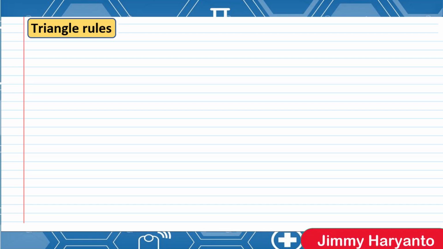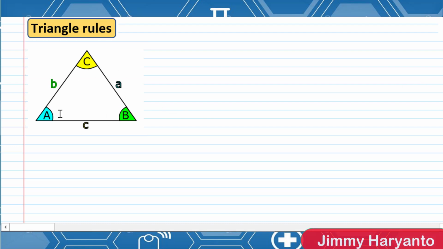Okay guys, we go to the next section, which is triangle rules. In this section you will learn how to calculate using trigonometry, but in random triangles, not right triangles. So if I have these triangles A, B, C, as you can see, they're not right triangles.